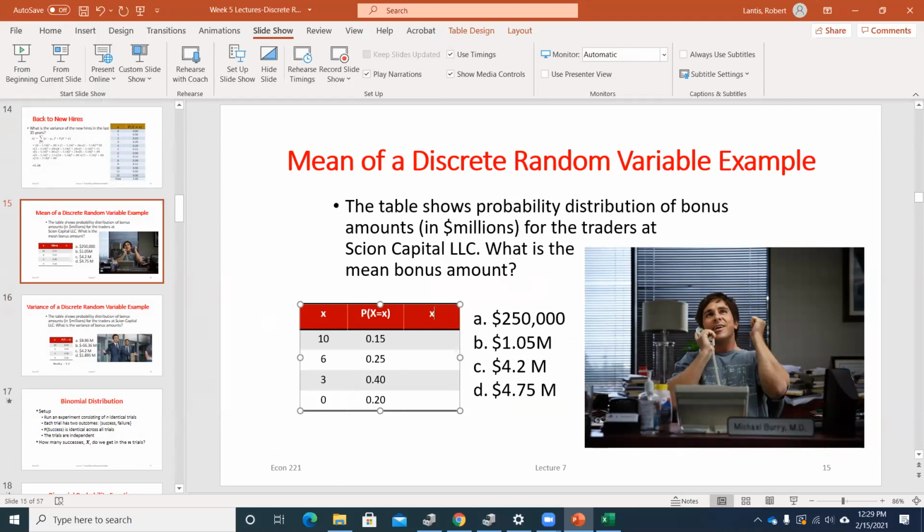So I could do the intermediate step where I just take each one of these outcomes and multiply it by the probability. So if I do that here, I get 1.5 million, 1.5 million, 1.2, and 0. Now I just add these all up, and that's how I got that 4.2. Okay? So if it helps, just create that column right next to the data.